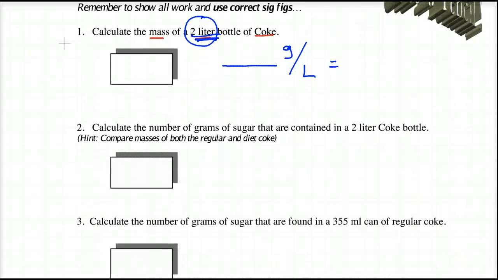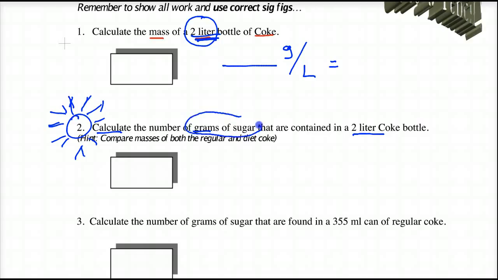Now, number 2, very important. Calculate the number of grams of sugar that are contained in a 2-liter bottle of Coke. And this is so very important. If you're tuning out, Mr. Grodsky, I don't want to hear these in class, put your head up, listen up. This is the crux of the entire lab. We're trying to find grams of sugar. We're using a very important assumption. I know what happens when you make an assumption. You make a donkey out of you and me.